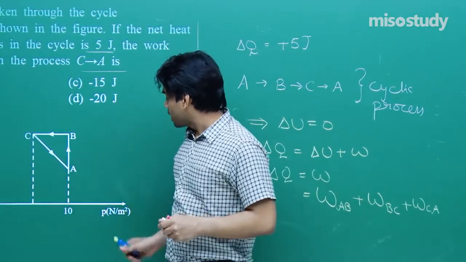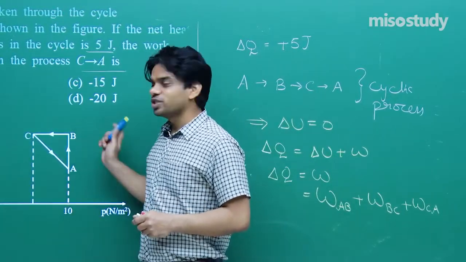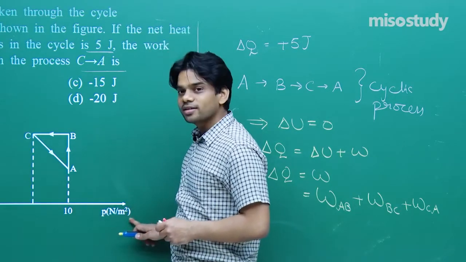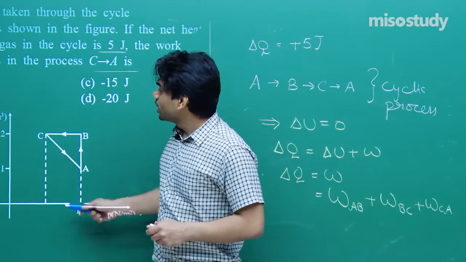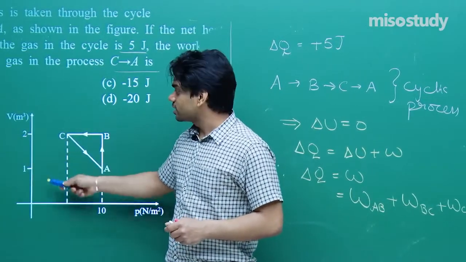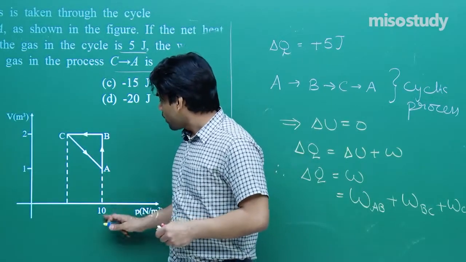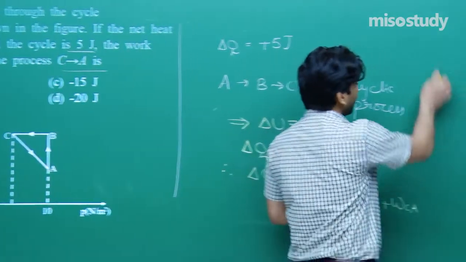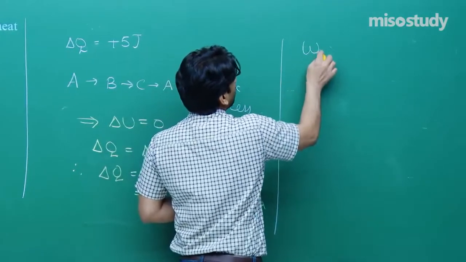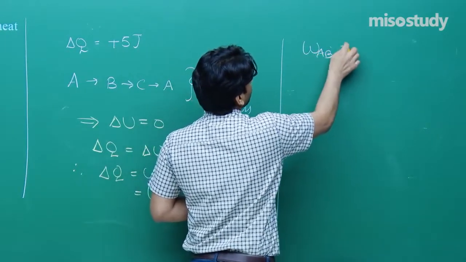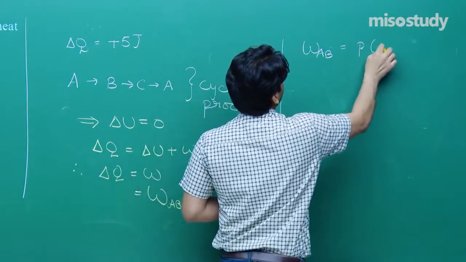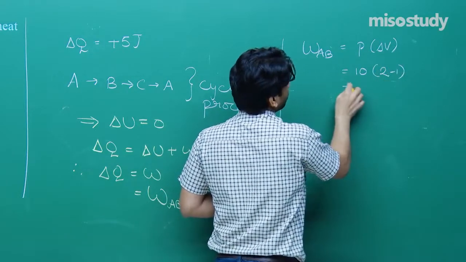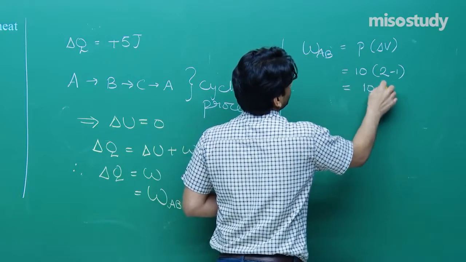From A to B, you see that pressure is constant, volume is changing. So we can use 10 Newton per meter square, given in standard units, multiplied with the change in volume, which is 1. So this will come out to be 10 into 2 minus 1. Work done during A to B is equal to P delta V, that is 10 into 2 minus 1, with proper units coming out to be 10 joules.